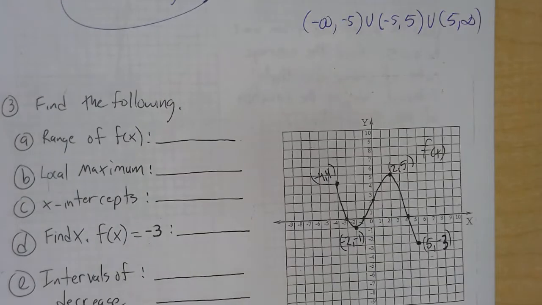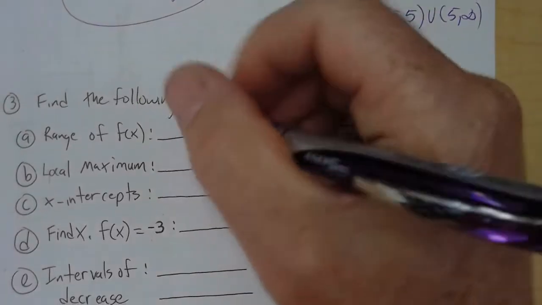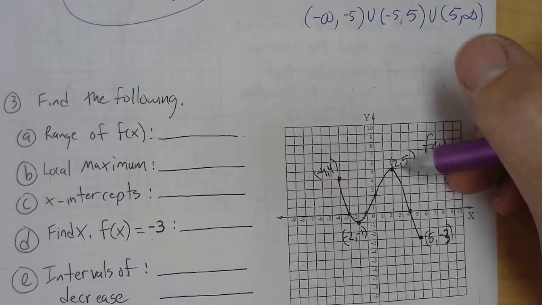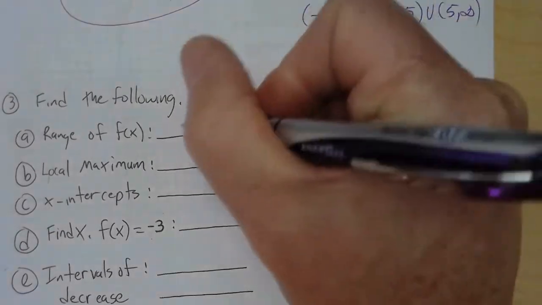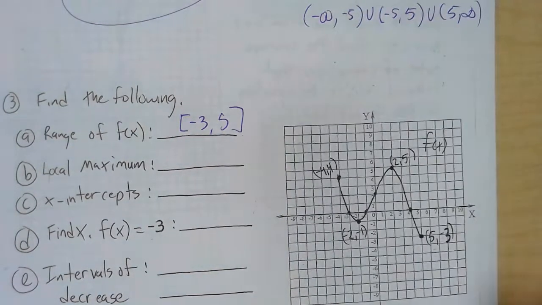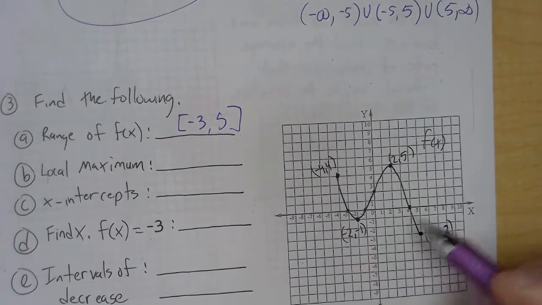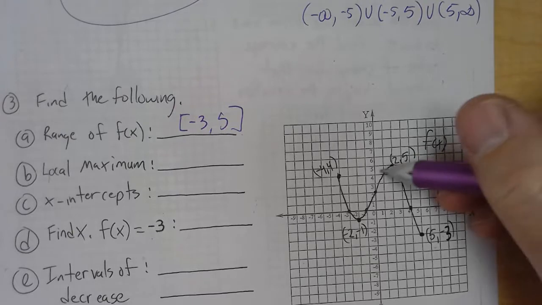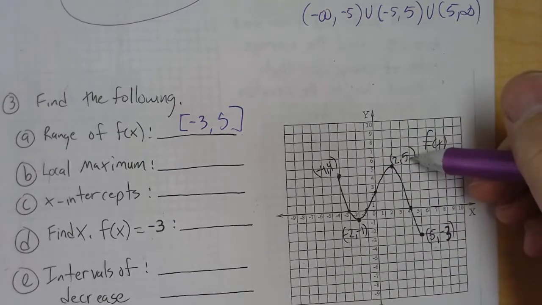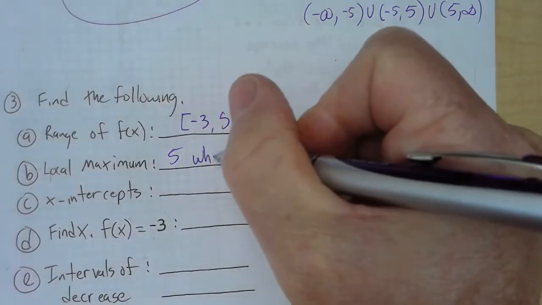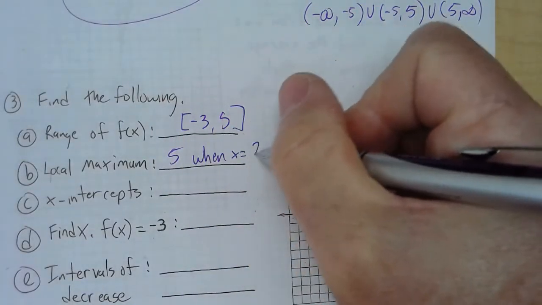The range of the function is the highest and the lowest. So we got the highest value in the y is 5, and the lowest value in the y is -3. So the range is the y values, so it's -3 to 5. Local maximum. When you're doing these, it's really the output of the function. So the highest local max is right there. So it's going to be 5. So it's 5 when x is equal to 2.